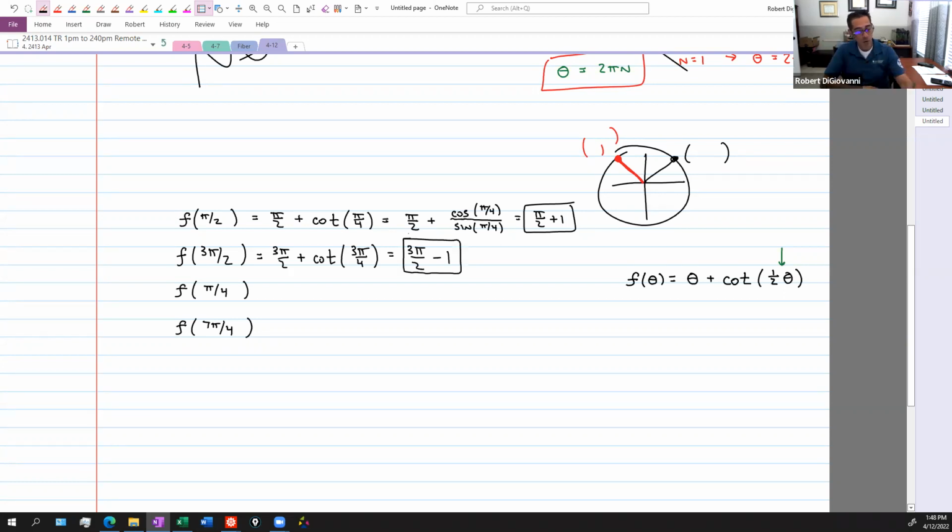3 pi over 2, and that's going to be negative 1. Let's try pi over 4. So we get pi over 4 plus cotangent, and this is going to suck, pi over 8. Why does that suck? Because pi over 8 is not a common angle, so I'm going to have to use my calculator for that. And then on the one below it, 7 pi over 4 plus cotangent of 7 pi over 8.